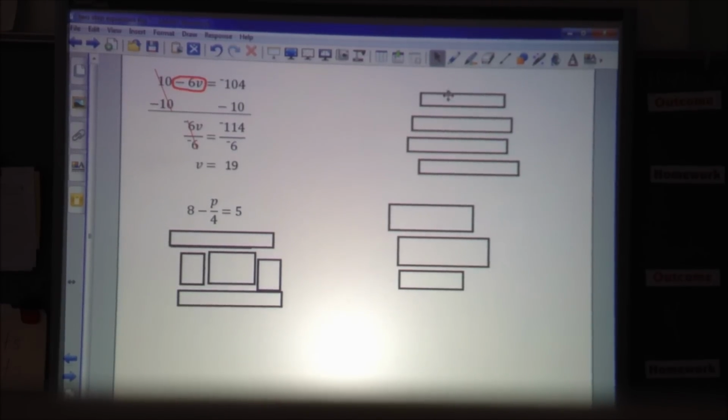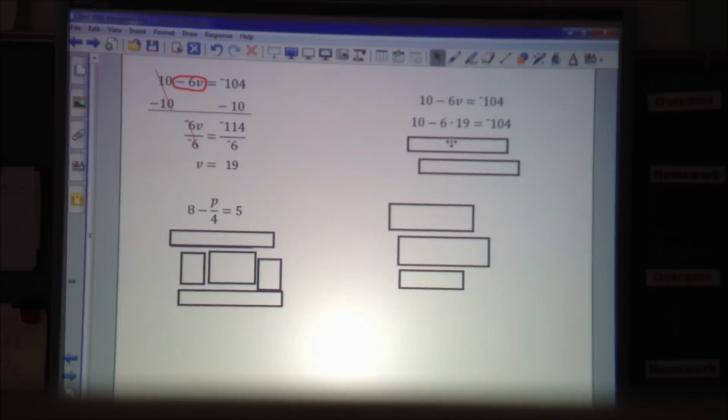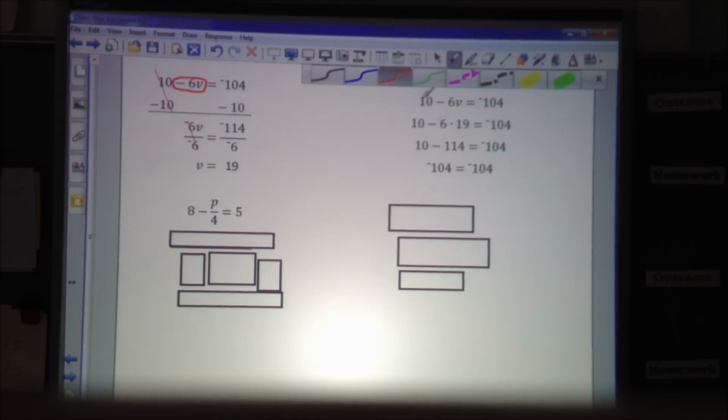19. I want to go back and check my answer. Rewrite your original equation, plug in 19 where the v is, multiply first. Now we're following PEMDAS the correct way. I get 10 minus 114. If you need to, stick it in your calculator. If not, you know negative 104 equals negative 104. Always check yourself. Don't assume you're right when you get down to this last step and just write negative 104 equals negative 104. You may have made a mistake.